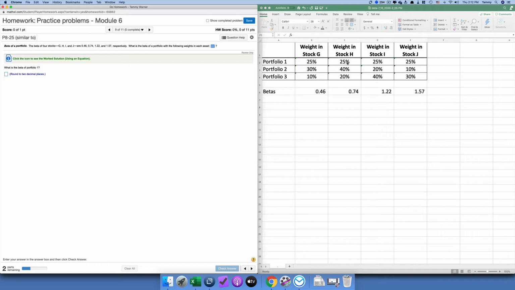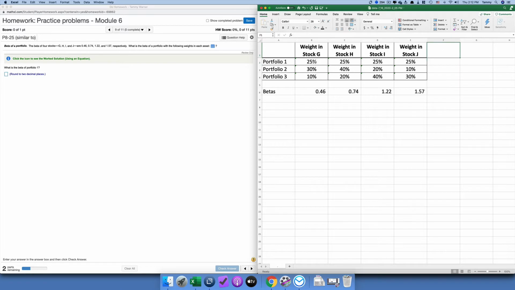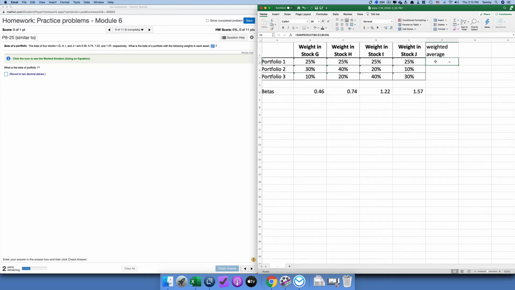Okay, so I want to show you what's going on. So, you know, the beta of the portfolio is just the weighting times the betas of each individual stock, right? So we use our handy dandy sum product function, which gives us a weighted average. Okay, so if I invoke the sum product of this array and then the betas, it returns 0. This is 0. Why? It shouldn't be 0.